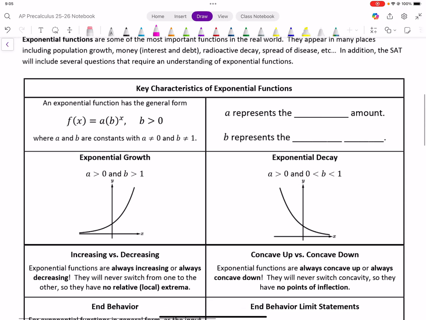So, in general, our exponential function has the form f of x equals a times b raised to the x power, where a is not 0 and b is greater than 0 and not 1. And here, a represents our initial amount, which would be the same as our y-intercept, and b represents the base or the common ratio.